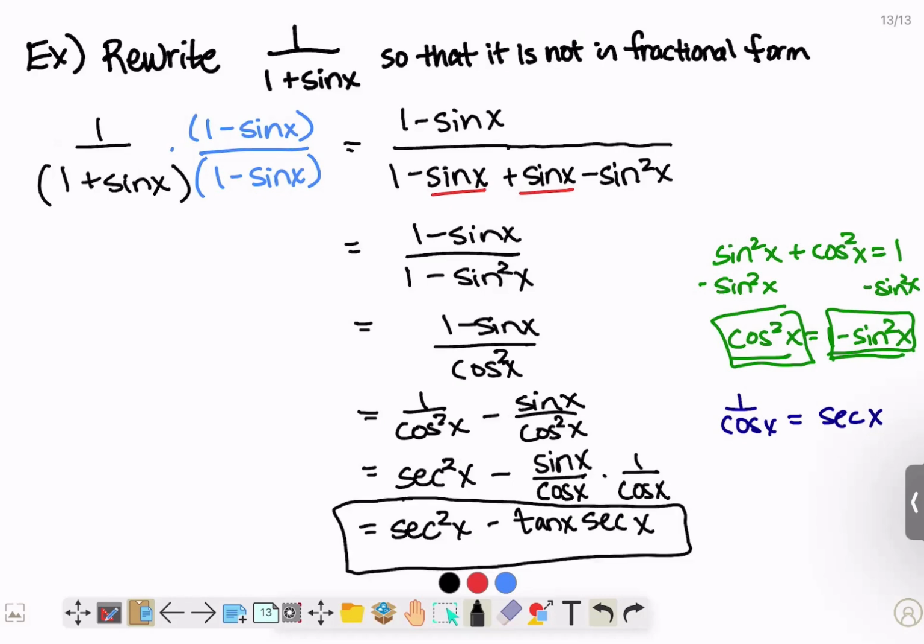I see some more things that we could do to this, but I think I'm going to stop here because the instructions just said, write it so that it's not a fraction. And here I have no more fractions, so we can call it done.